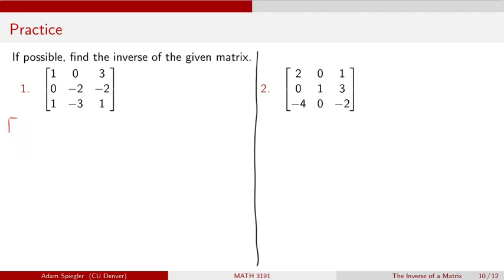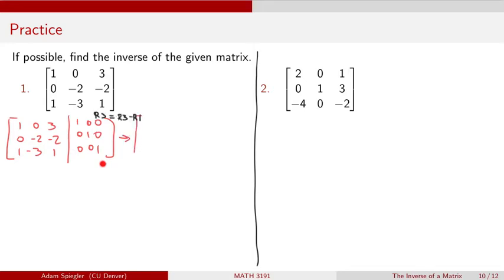So our algorithm will start by setting up the augmented matrix where we put this matrix 1, 0, 3, 0, -2, -2, 1, -3, 1 on the left, and then we put the 3x3 identity matrix augmented on the right. So we first apply a replacement. We're going to replace row 3 with row 3 minus row 1. So that's going to give us zeros beneath the first pivot. So we haven't changed row 1 or row 2, but now row 3 is going to become 0, -3, -2, and we have a -1, 0, 1 on the last row.